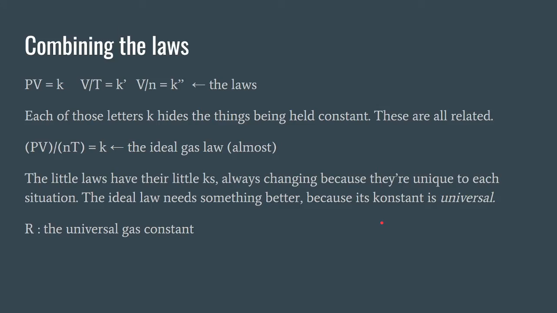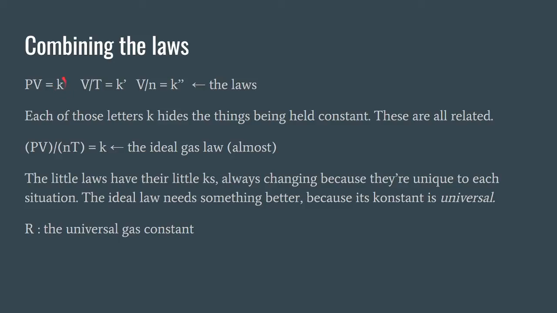So what we are doing here is combining the laws. Boyle's law said pressure times volume is constant, just some constant depending on what sample of gas. Charles's law said volume over temperature is constant. Avogadro's law said volume over moles is constant. For each of these, this K for constant hides what is being held constant.